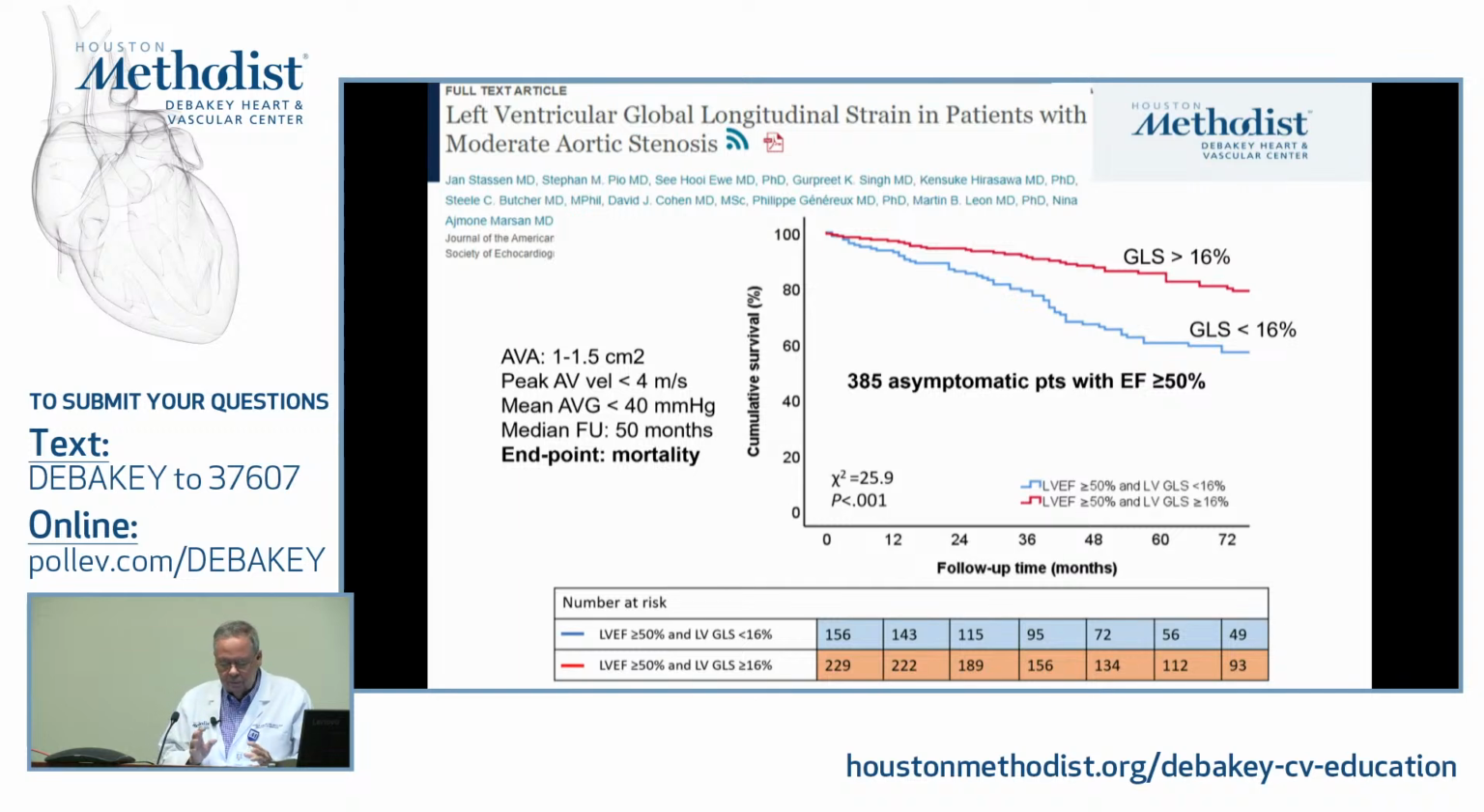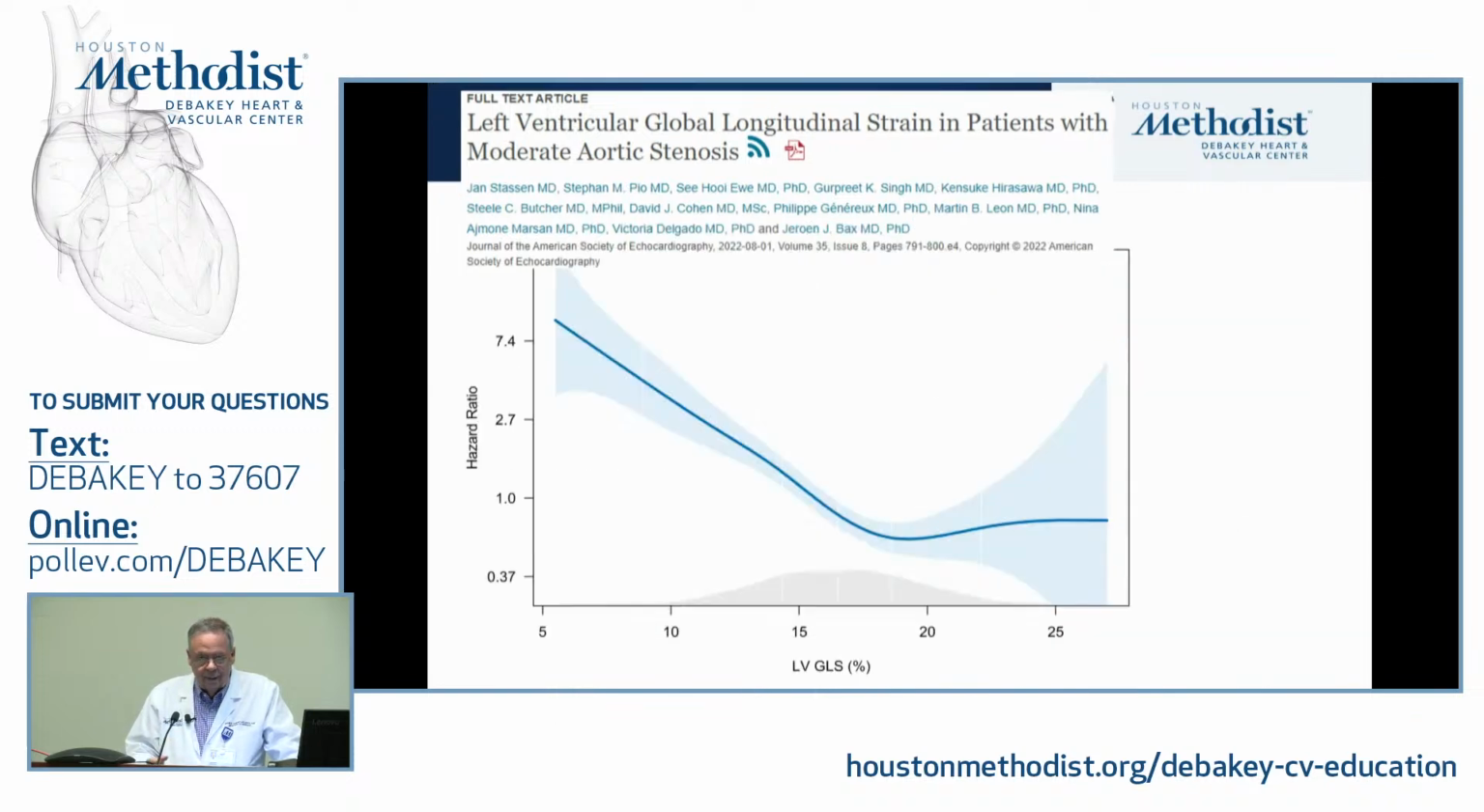But this is even more interesting. There was a subgroup of 385 completely asymptomatic, happy patients. And again, look at the discrimination of strain in terms of using 16 as the cutoff for simple, straightforward death. So this is now the hazard ratio analysis, seeing again 16 roughly being the cutoff and then increasing risk as the GLS worsens.